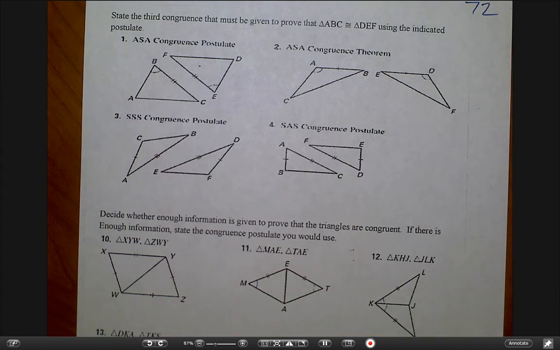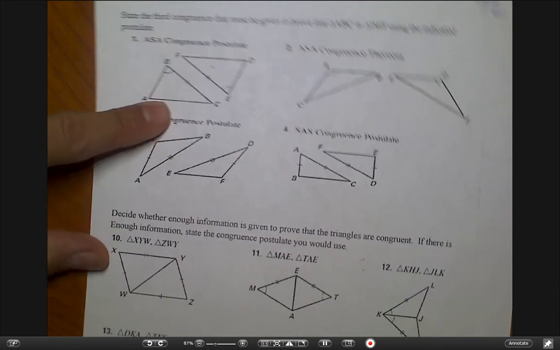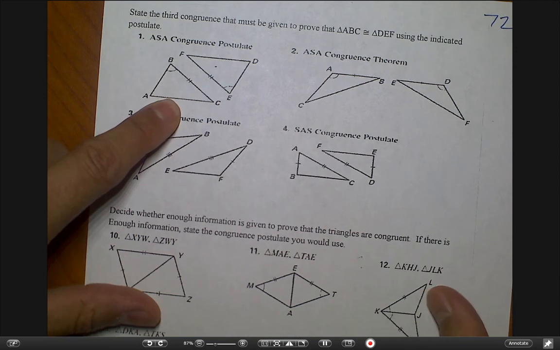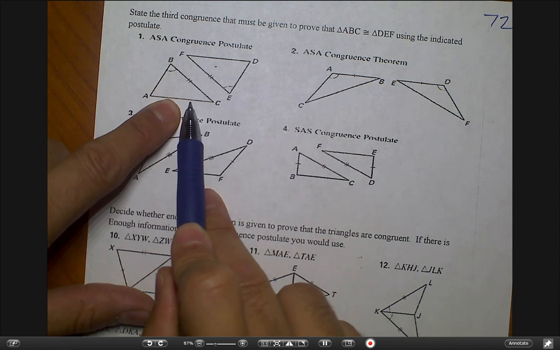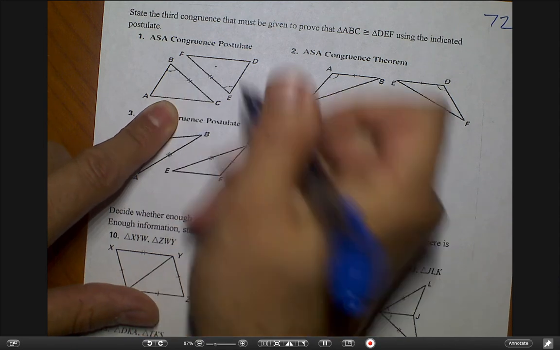Just look at the given information right here. If it's angle side angle, what piece is missing? An angle, because I need to have angle side angle, and I only have an angle and a side, right? Now, where does the angle have to be in this triangle right here? On angle C or angle F? It has to be C, because it's angle side angle. So I'm going to put a double mark.